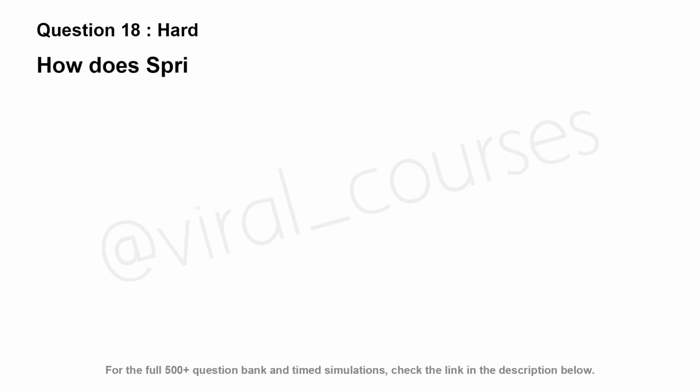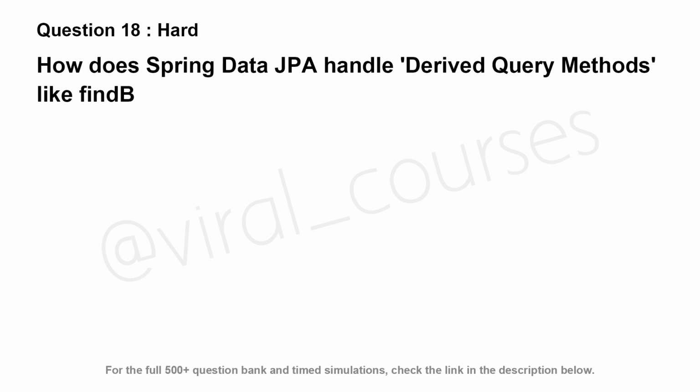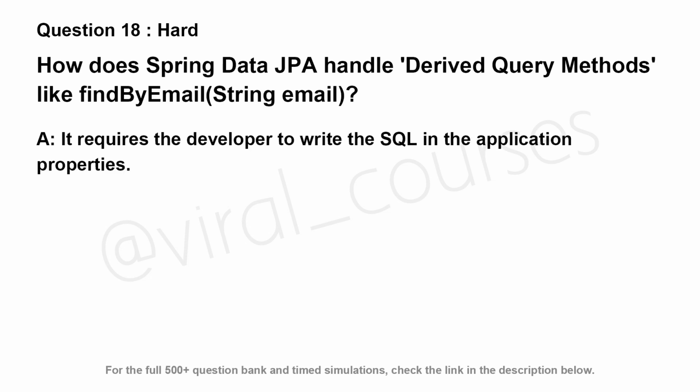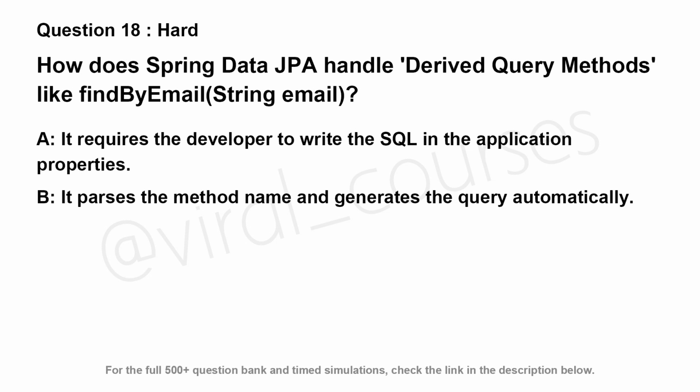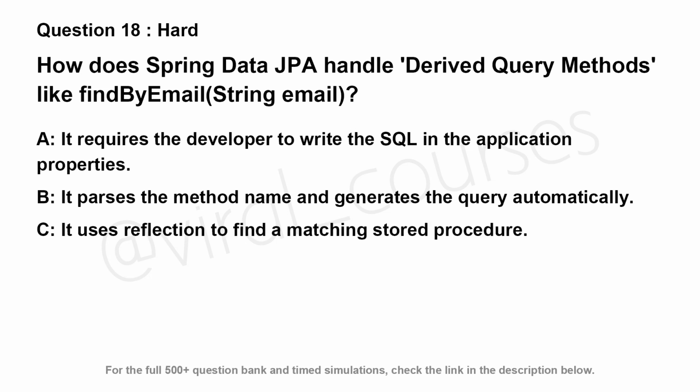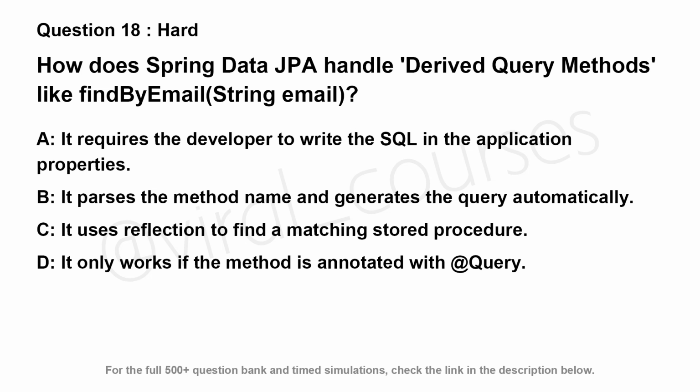How does Spring Data JPA handle derived query methods like findByEmail(String email)? Option A. It requires the developer to write the SQL in the application properties. Option B. It parses the method name and generates the query automatically. Option C. It uses reflection to find a matching stored procedure. Option D. It only works if the method is annotated with @Query.